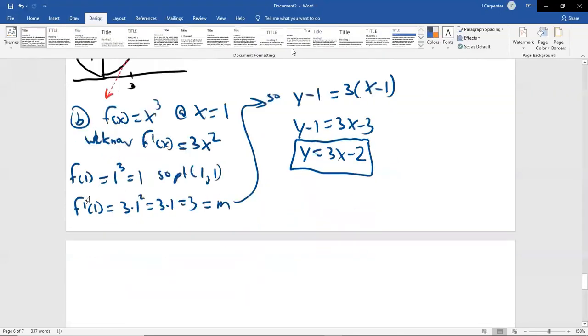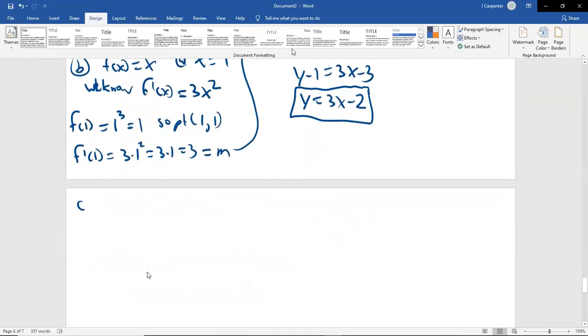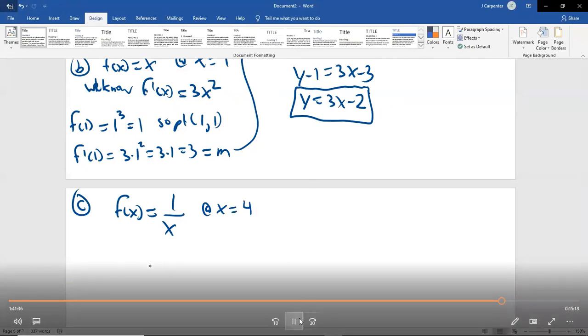C. Now, I will admit this one's going to be drastically more work. I'm actually thinking if we have enough time for that. I think we can. So f of x is equal to 1 over x. And let's do this at an x value of four.